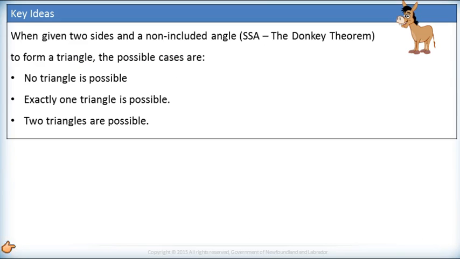To summarize, when given two sides and a non-included angle, SSA, also known as the donkey theorem, to form a triangle, the possible cases are no triangle, exactly one triangle, or two triangles are possible.